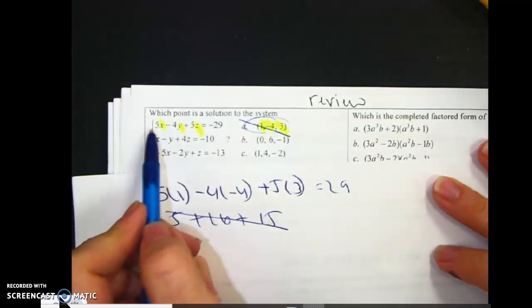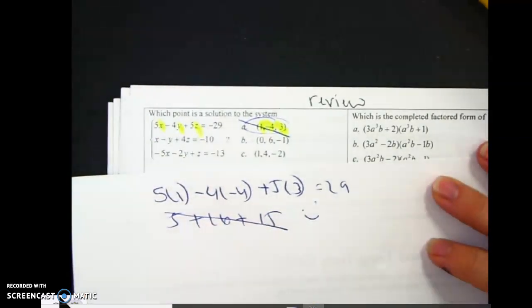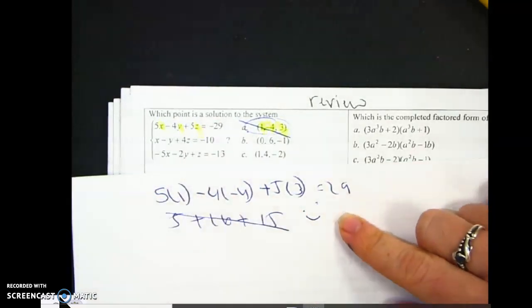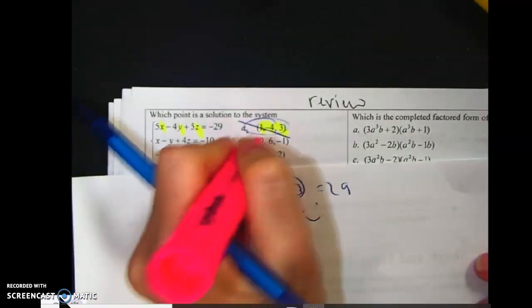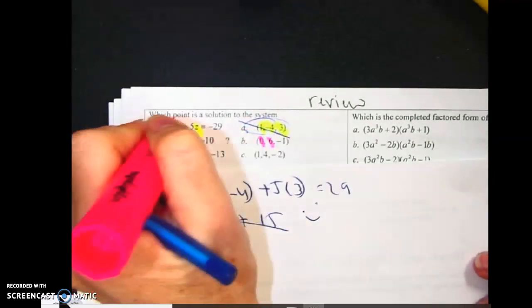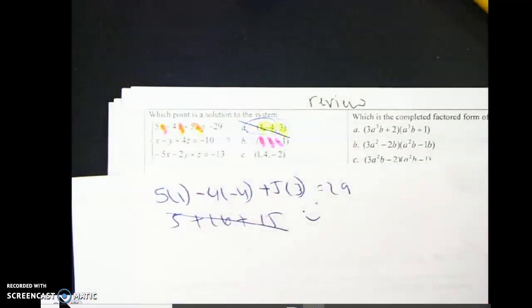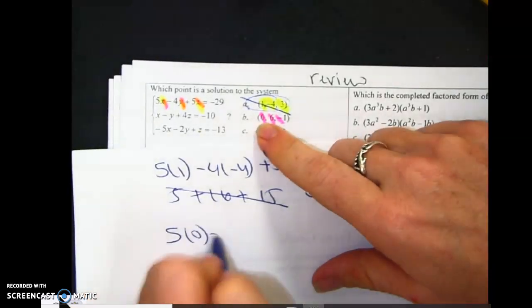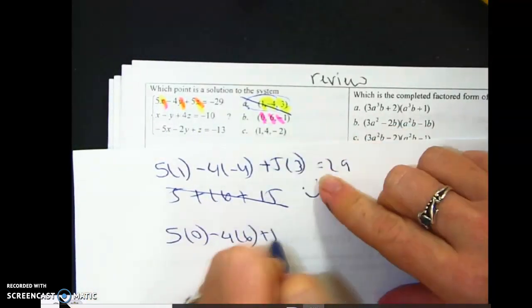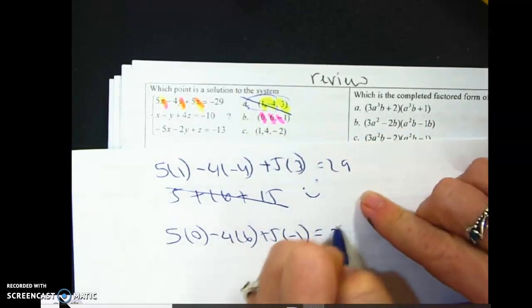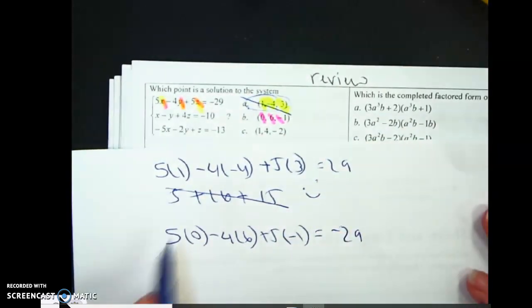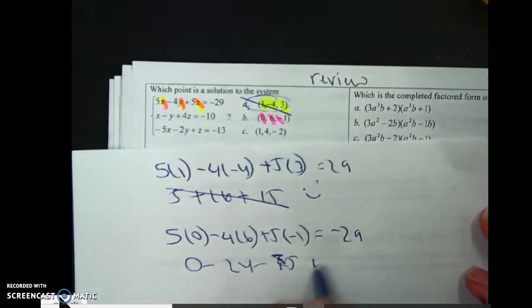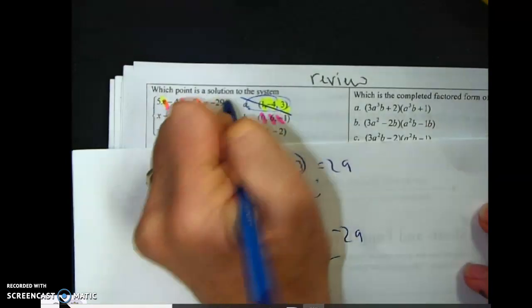Okay? Let's say it did work. Let's pretend it did. If it did, it doesn't mean it's the answer. It's got to work for all of them, or it doesn't work. Now let's try 0, 6, -1. So 5 times 0 minus 4 times 6 plus 5 times -1. Oh, it's -29, so that one wasn't even close anyways. 0 minus 24 minus 5 is 29. So this one works for the first one.